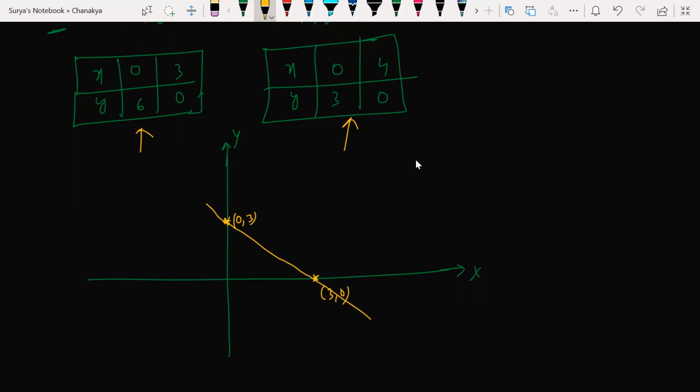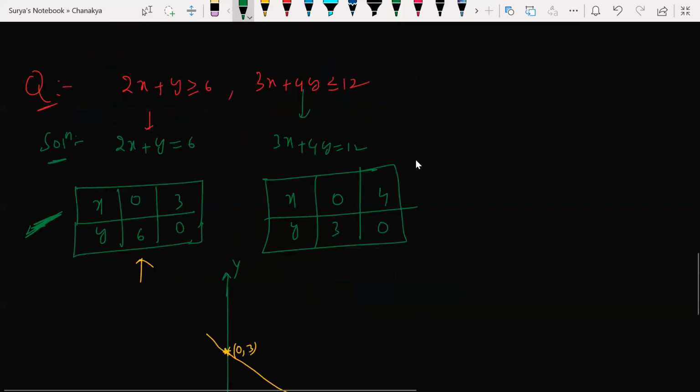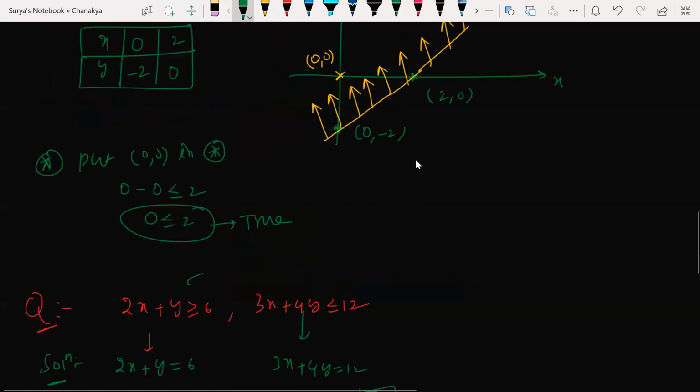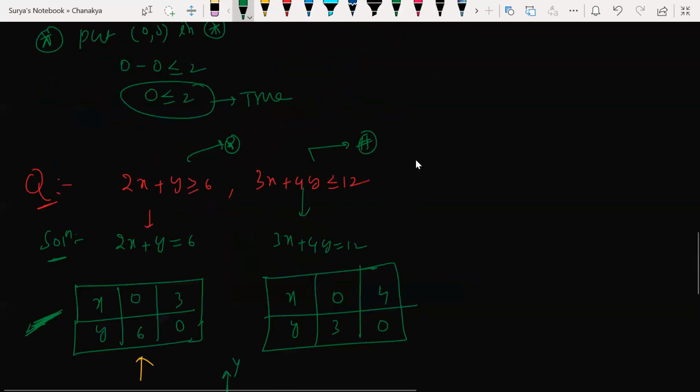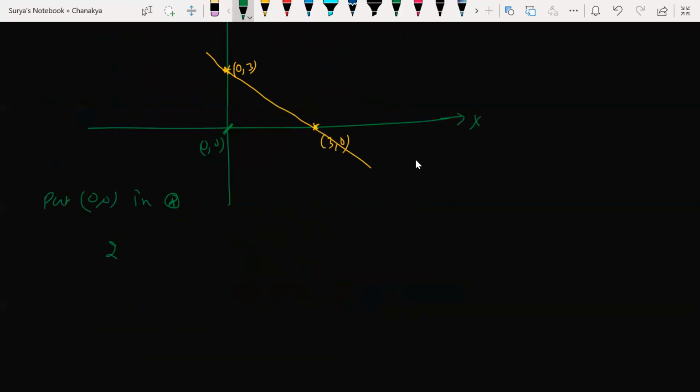Now, after drawing the line, what do I have to do? Let's take a point here. Okay, I finished drawing that. Now let's wait for the other box for a while. First of all, what we do here now is substitute 0, 0. So put 0, 0 in the star equation. This is my star equation, and let's say hashtag for the other. So the star equation is 2x plus y, right? So 2 into 0 plus 0 greater than or equal to 6, as given.